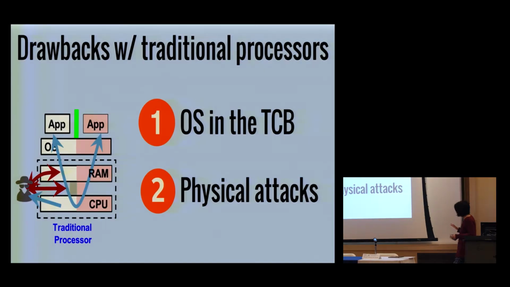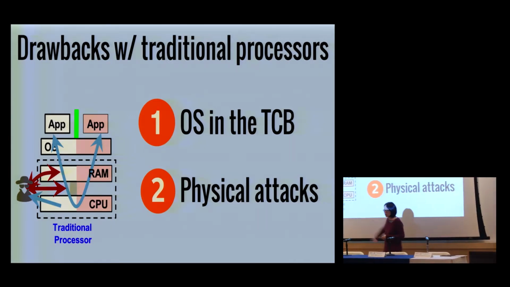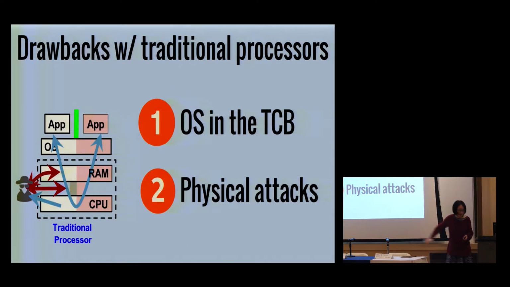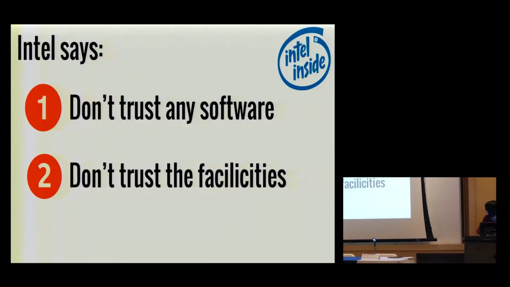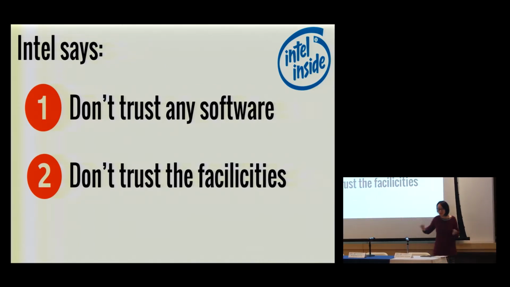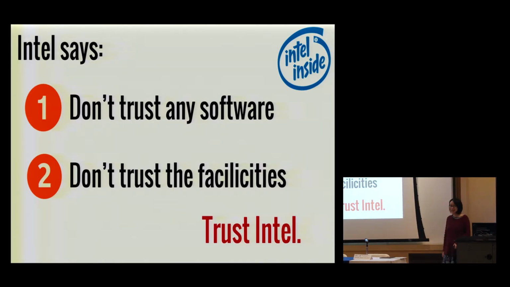OK, so to quickly recap, I've talked about two big drawbacks with the traditional approach. One is that the OS is a huge TCB, and the other is that there's the possibility of physical attacks. So whenever there's a problem, there's Intel. I mean, there are also other processor manufacturers, but I'm going to take Intel as an example. So now Intel comes and says, OK, you should not trust any software stack, and you should not trust the computing facility that's hosting your computer. So who do you trust, right? And the answer is obvious. We should trust Intel.